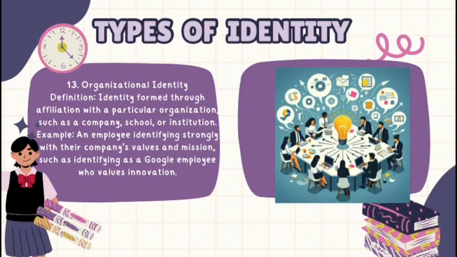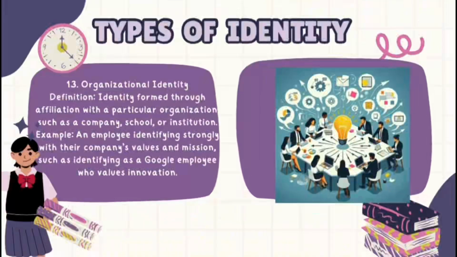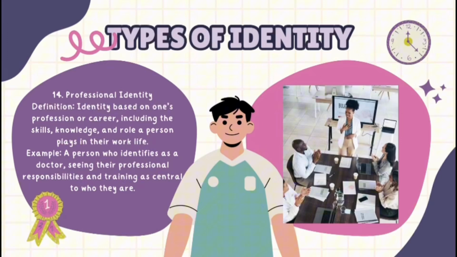Organizational identity is identity shaped by affiliations with a specific organization or institution. For example, an employee identifying strongly with their company's values and mission, such as identifying as a Google employee who values innovation. Next, professional identity is identity based on one's profession or career role. For example, a person who identifies as a doctor, seeing their professional responsibilities and training as central to who they are.